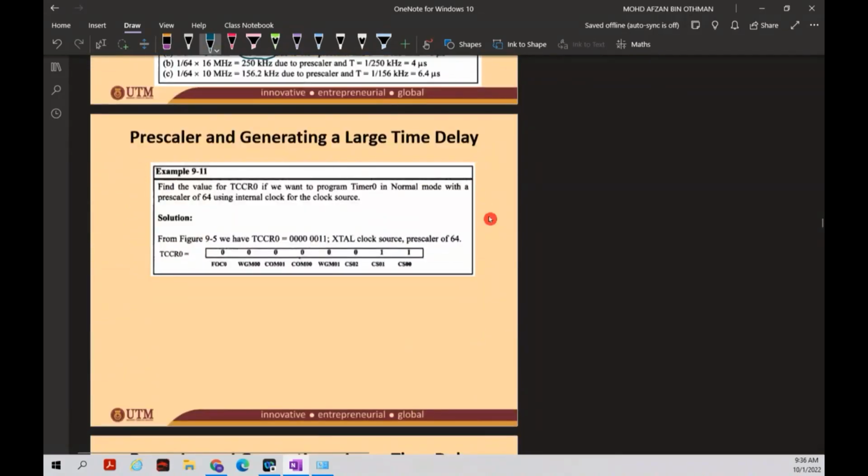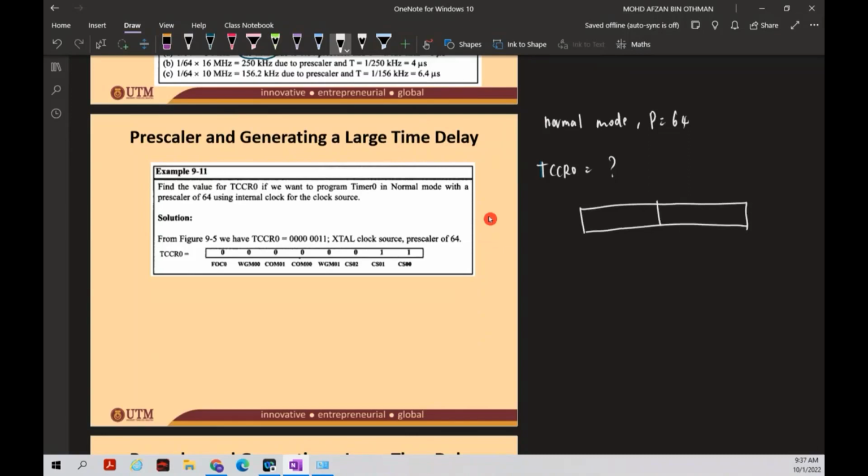This is another example. Find the value of TCCR0 if you want to program timer 0 in normal mode with a prescale of 64, using an internal clock for the clock source. So you're going to find out what the TCCR0 value is, given normal mode and a prescale equal to 64. What you do here is draw your TCCR. So this is your TCCR0.